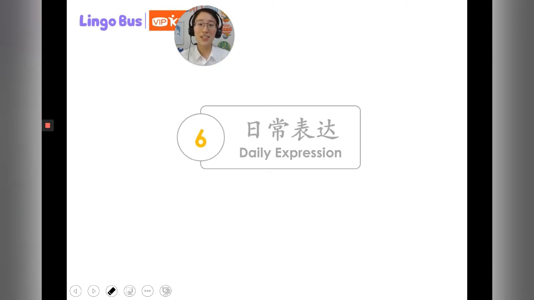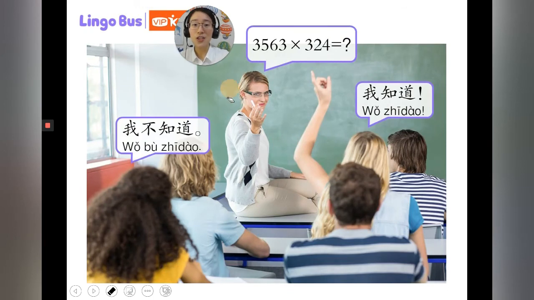Now let's look at some daily expressions. Look, 看. The teacher is asking a question and the girl knows the answer. So she can say 我知道. I know. 我 means I. 知道 means know. So I know is 我知道. This girl doesn't know the answer. So she says 我不知道. I don't know. 我 means I, 不 means don't. 知道 means know. So I don't know is 我不知道. Do you know the answer? If you know the answer, you can say 我知道. If you don't know the answer, you can say 我不知道. Great.